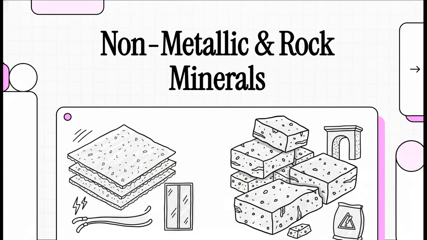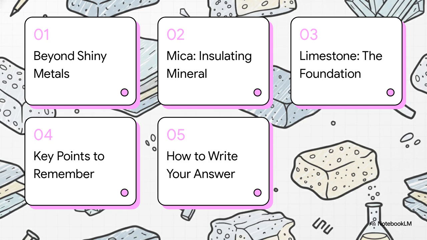Welcome, students. Today, we're going to look at a very important topic from your geography syllabus, nonmetallic and rock minerals. We'll be focusing on two key examples, mica and limestone, to really understand why they are so crucial for our country. So, what's on our agenda for today?